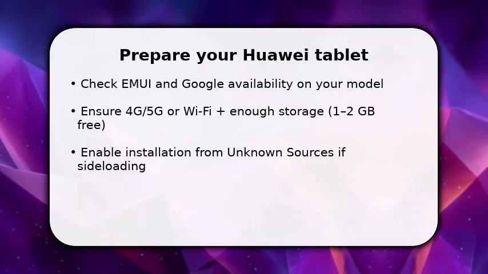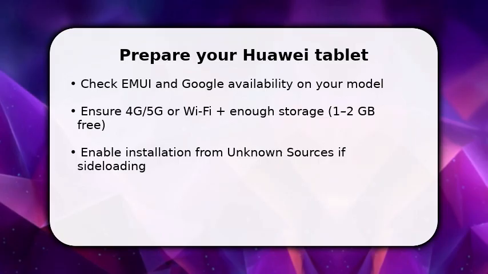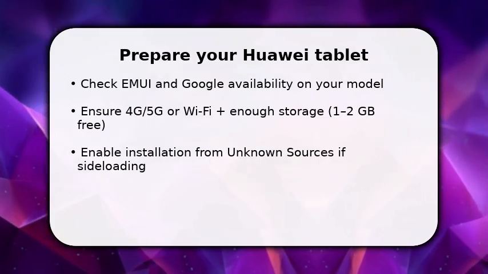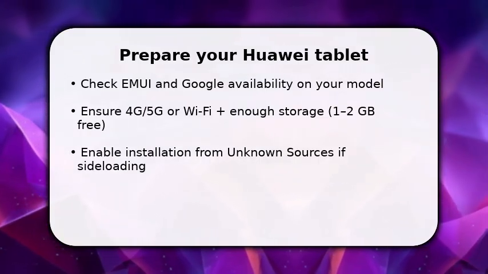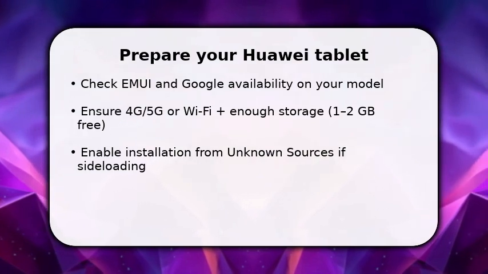If you plan to sideload APKs, enable installation from unknown sources in settings. This step lets you install apps outside the app gallery. Make sure battery is above 30% to avoid interruptions, and gather a USB cable.